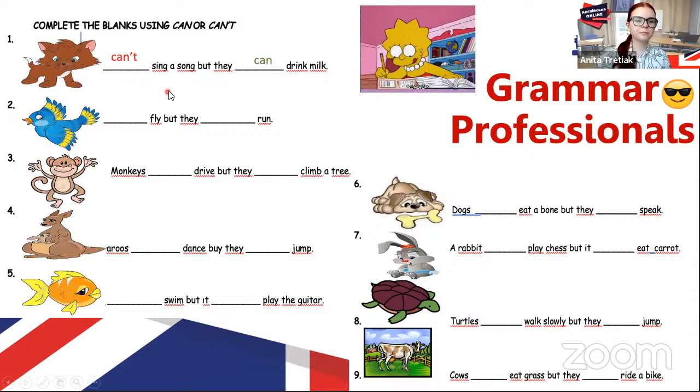Okay then. Let's check. Birds can fly, definitely, but they can't run. Yay. It's true. Then number three, we have this animal. It's monkey, and the words drive and climb a tree. Write number three, write about monkeys. You can just write number and then can or can't. That's totally fine. There is no need to write the whole sentence. You can just write 3 and then the words.